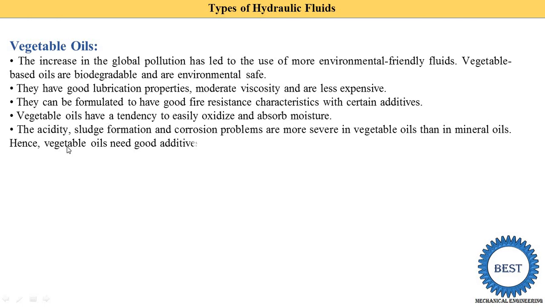The acidity, sludge formation and corrosion problems are more severe in vegetable oils than in mineral oils. This means more problems are created like acidity, sludge formation and corrosion problems. Hence vegetable oils need good additives and inhibitors to minimize the oxidation problem.